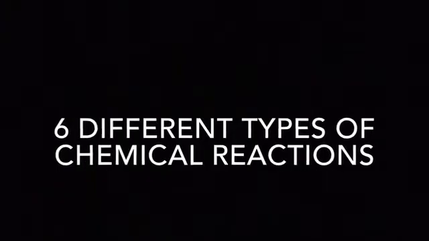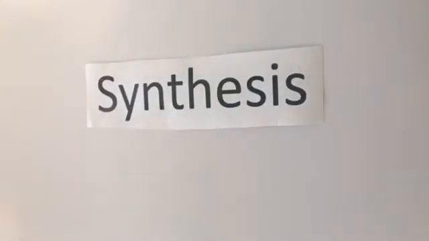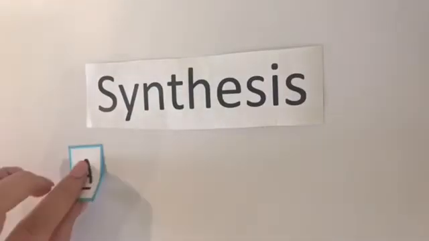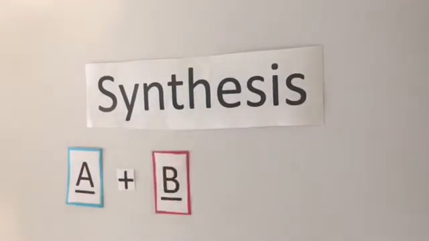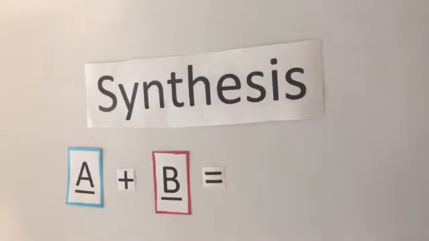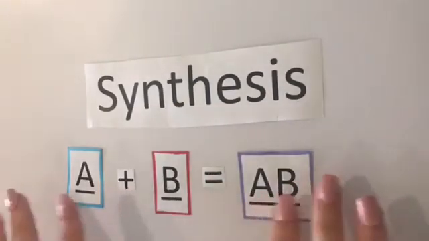In this video, I'm going to be going over 6 different types of chemical reactions. The first chemical reaction we're going to be talking about is synthesis. So synthesis is the idea of two things coming together to create a new compound. So A plus B equals AB.